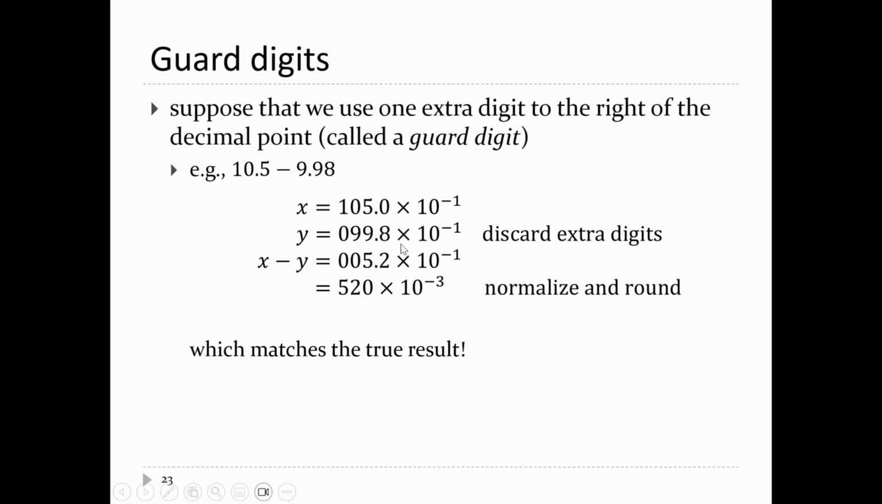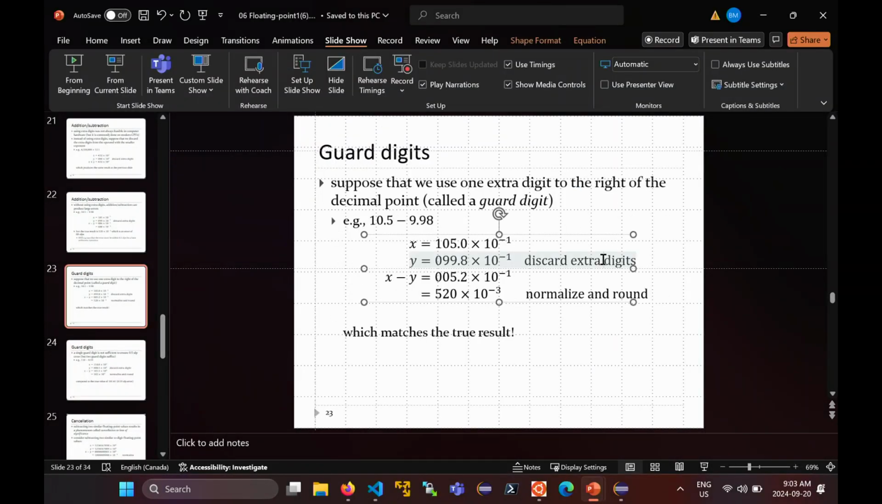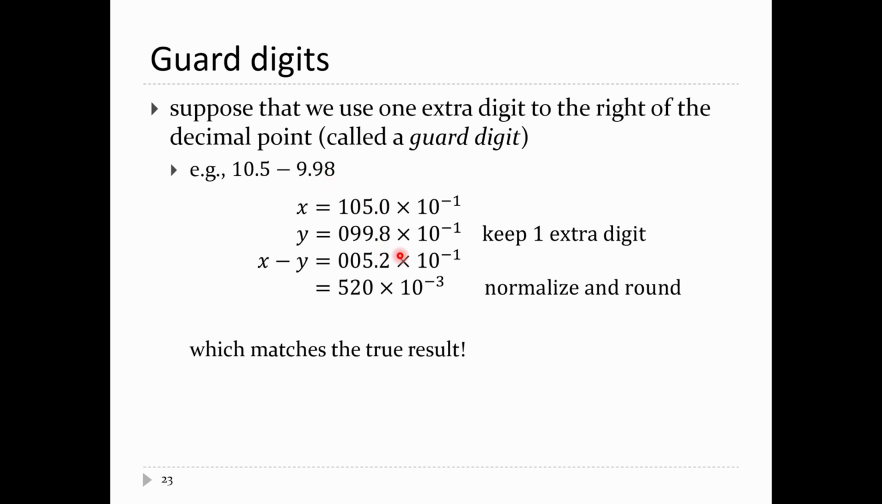What does this say? Okay, that discarded extra digit should not be there. Sorry, that's a cut and paste error. Keep one extra digit. So instead of throwing away the 8 in this case, we're going to let an extra digit exist temporarily to compute the result. So 105 becomes 105.0, and 9.98 becomes 99.8. Now compute the intermediate result to get 5.2 times 10 to the minus 1.